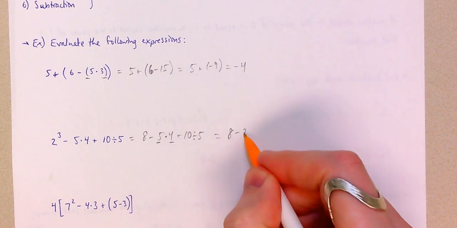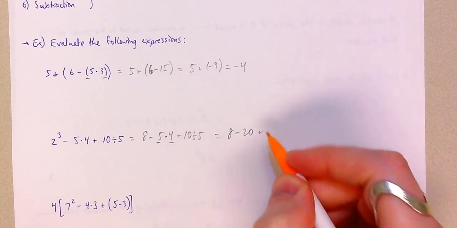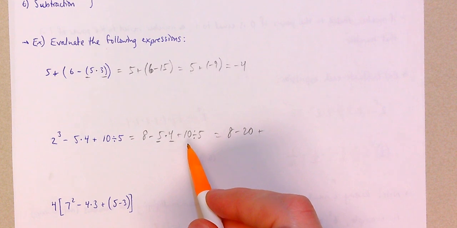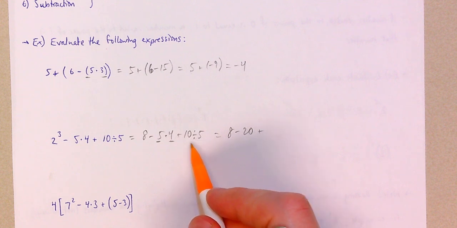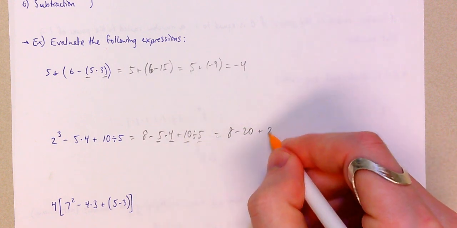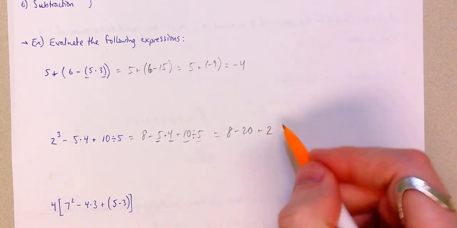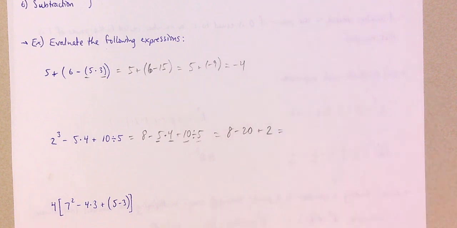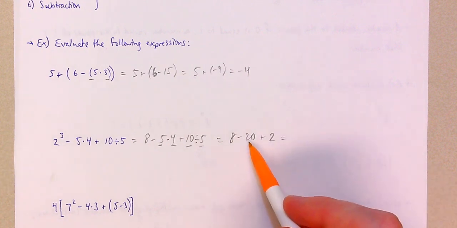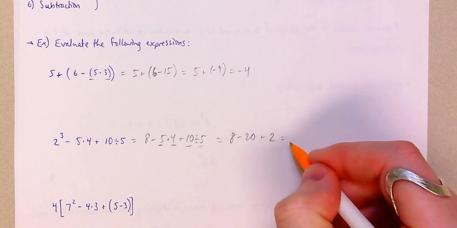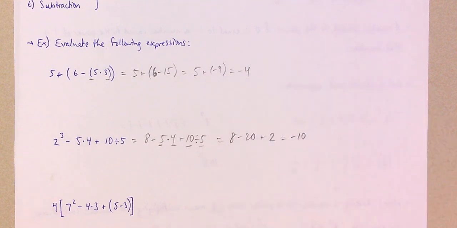So 5 times 4 is 20 plus, and then I have a 10 divided by 5. What am I going to divide here? The 10 and the 5. And 10 divided by 5 is 2. And now, last step, addition slash subtraction, all happening at the same time, moving from left to right. 8 minus 20 is going to give you a negative 12, plus 2 is going to give us a negative 10.